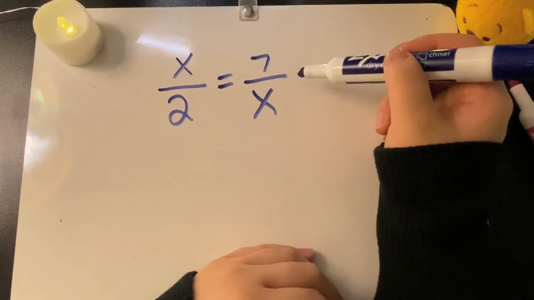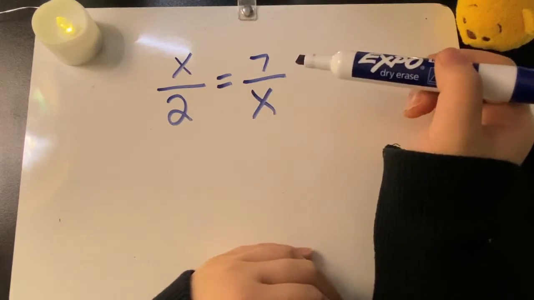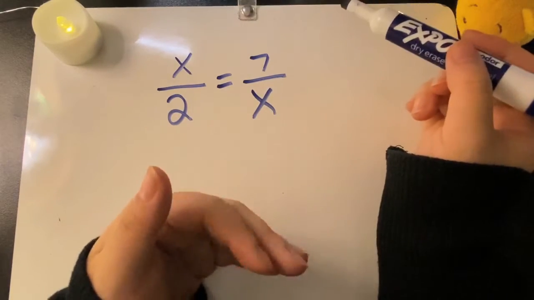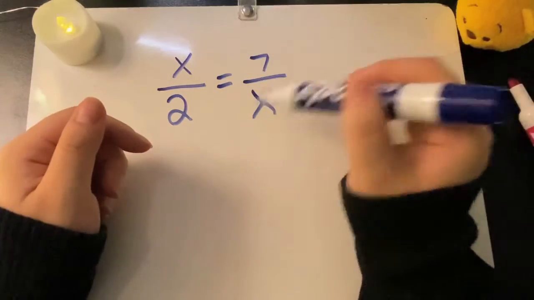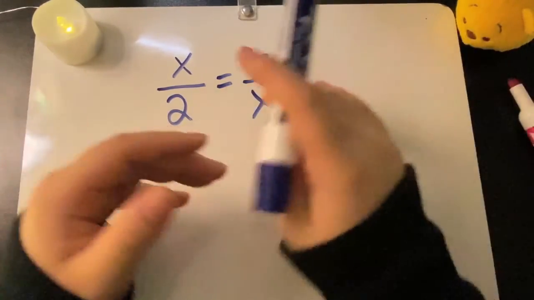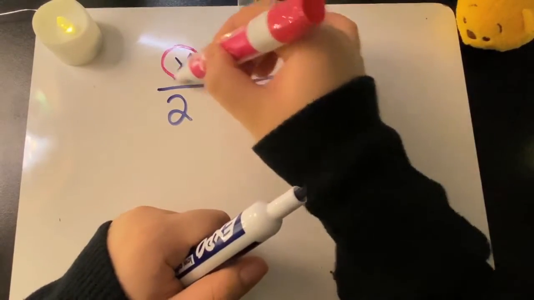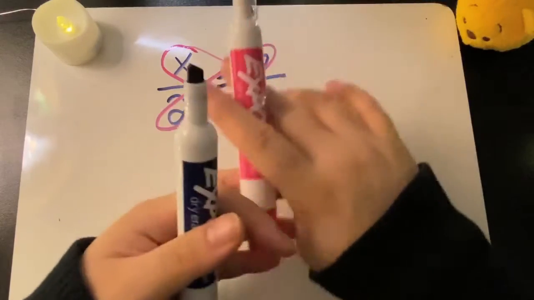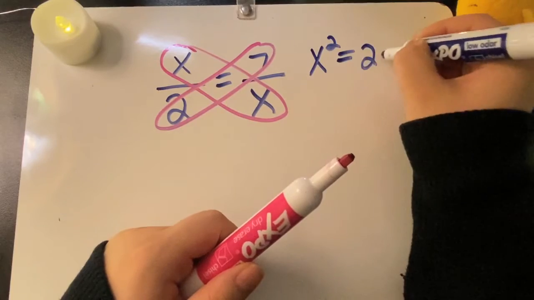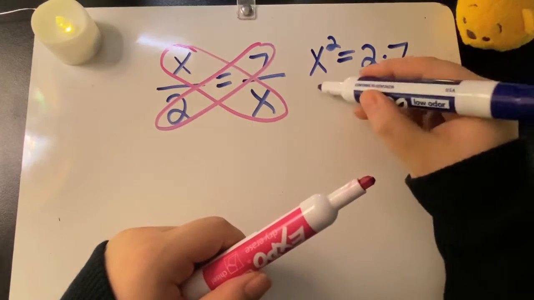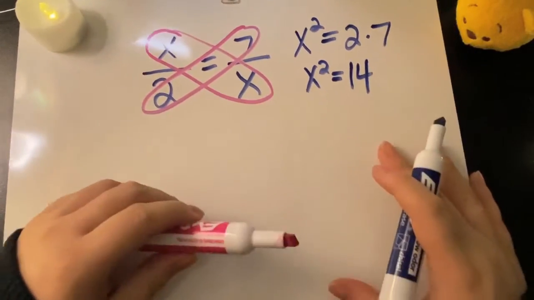You can even multiply by 2x on both sides, knowing that there's a 2 and an x here, and see what happens. So basically, you're redoing the derivation instead of doing the cross multiplication. You can just derive it every time. But since we just talked about it as a method, we can go ahead and do this. So x times x is x squared. 2 times 7 is 14. So we have x squared equals 14. And now we just solve however we normally would.